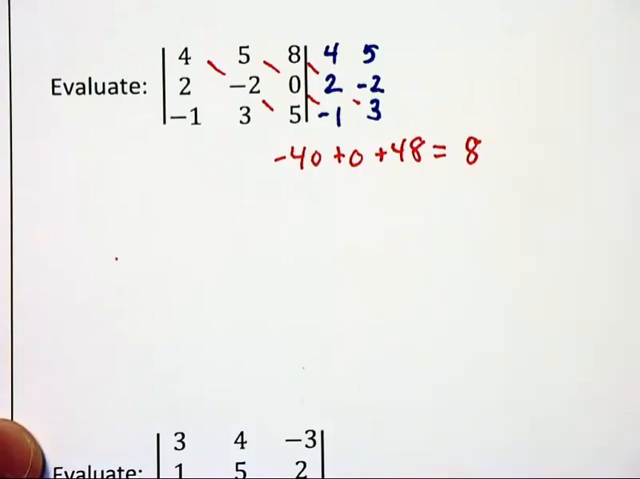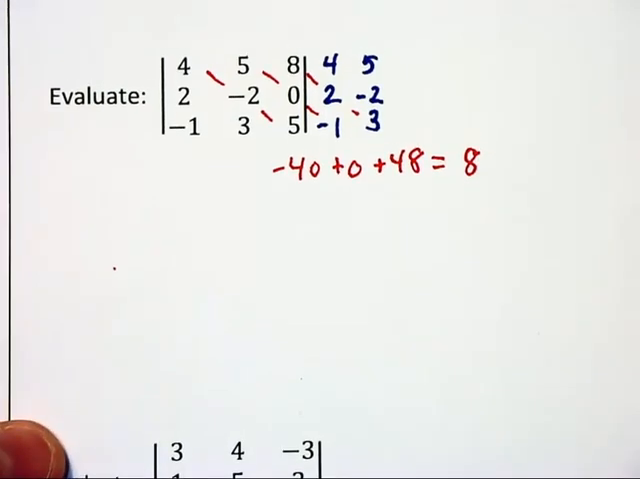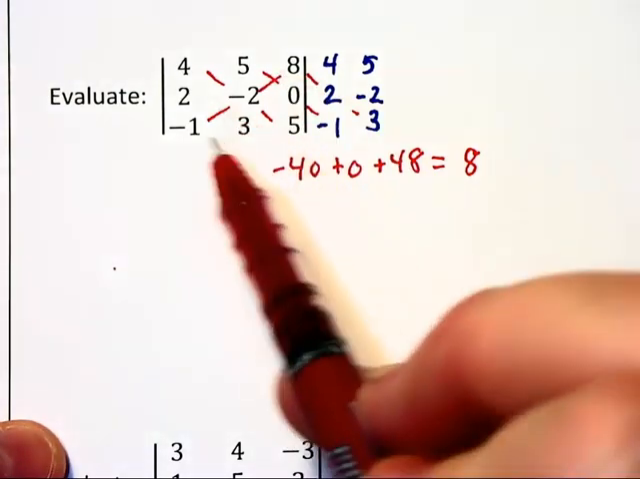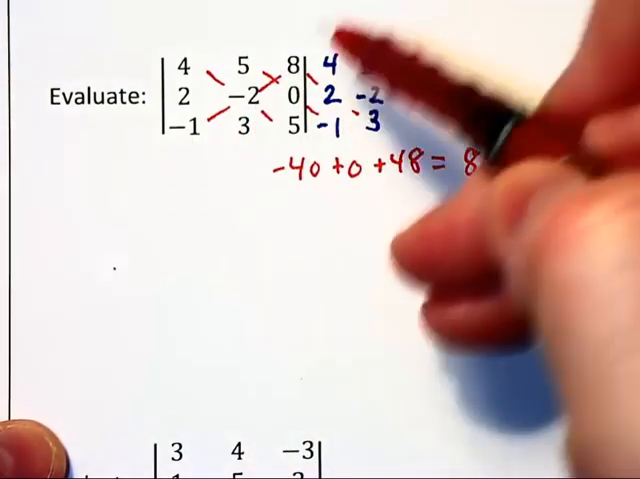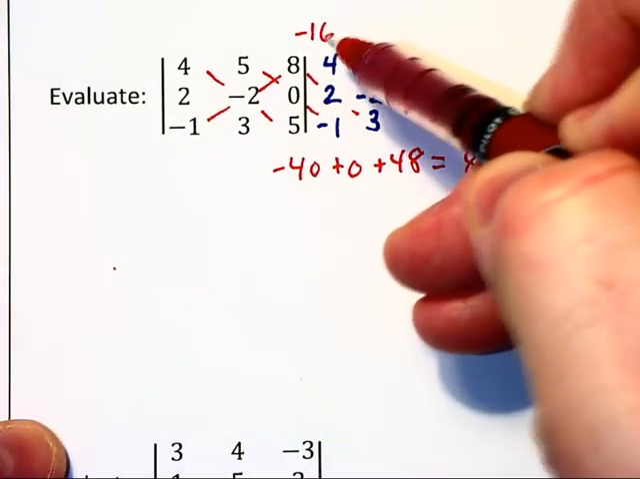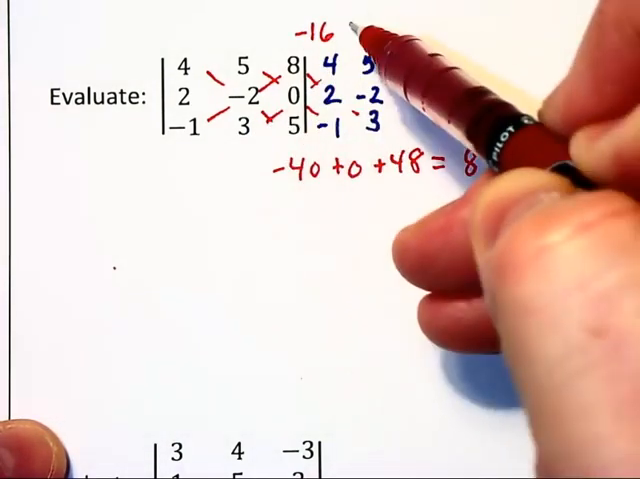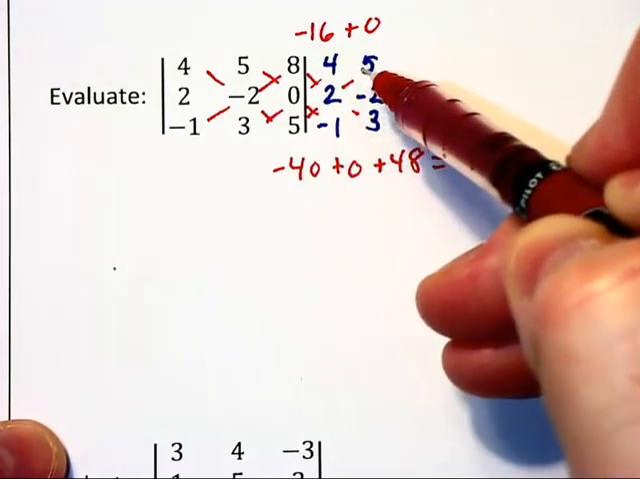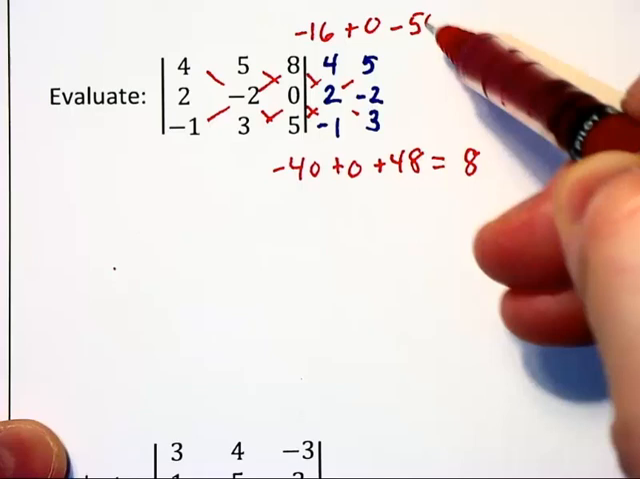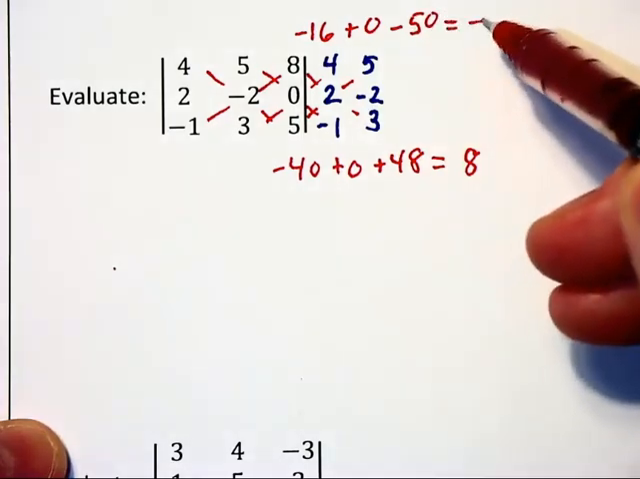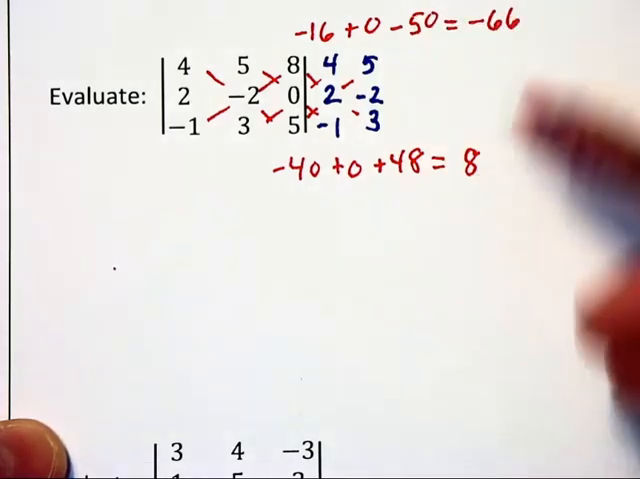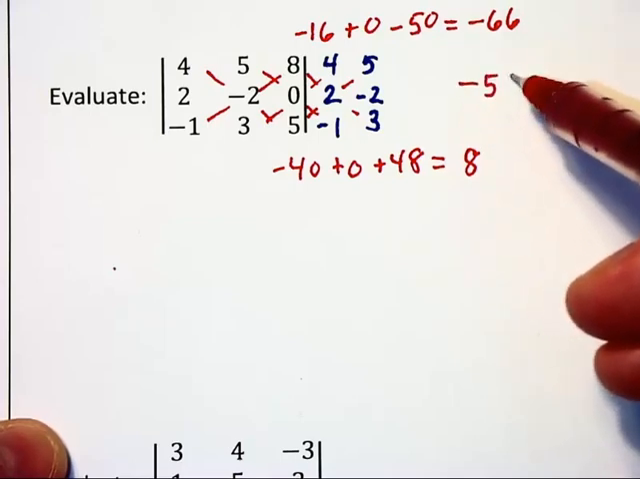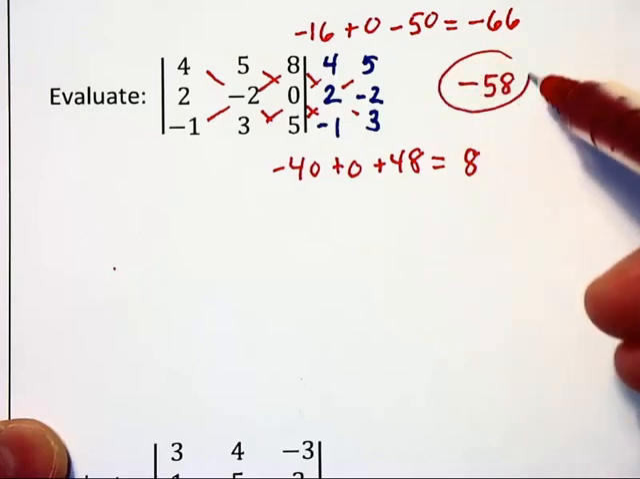Well, we need to do the same thing with the other diagonals, multiplying upward, changing the sign of the product each time. So this first one has a product of 16, which I change to -16. The second one contains a 0, so its product is 0. The third diagonal, 5 times 2 times 5 is 50, but I change that to a -50. And adding across, I get -66. Adding the -66 and the 8 together, we get -58, which is the value of the determinant.